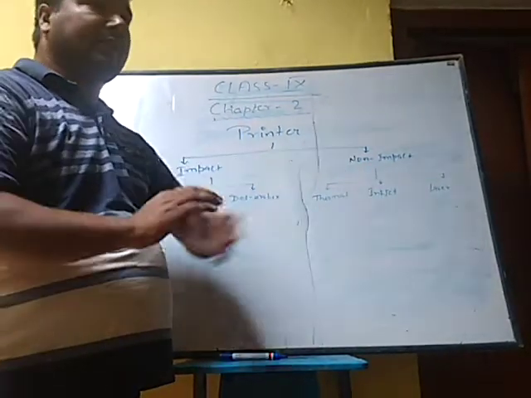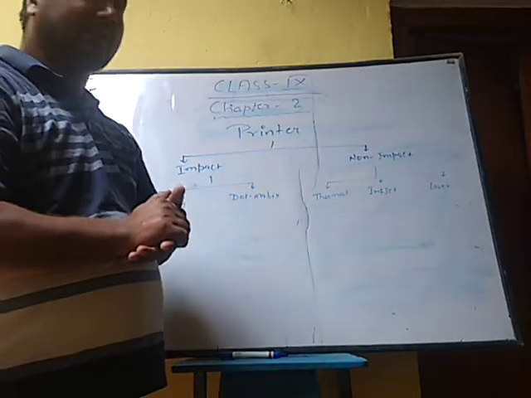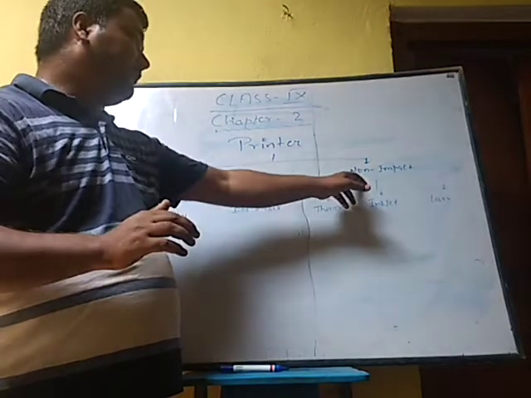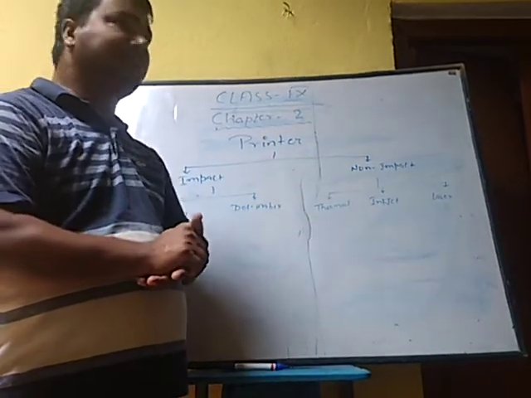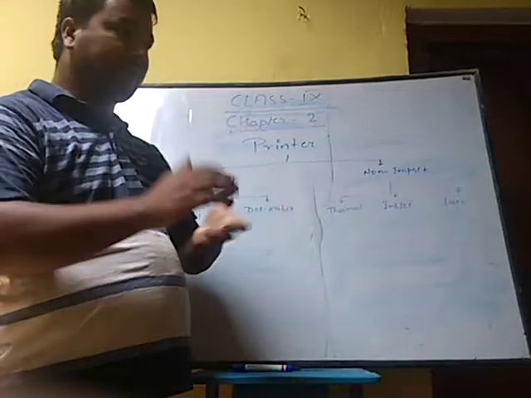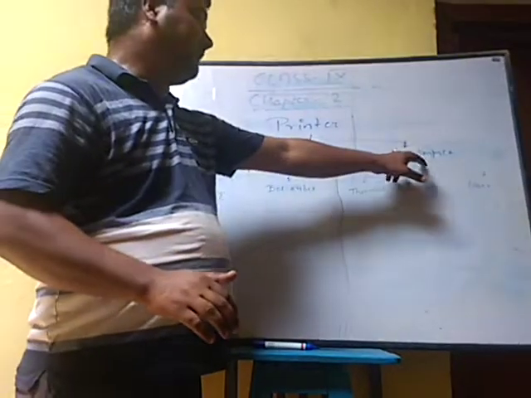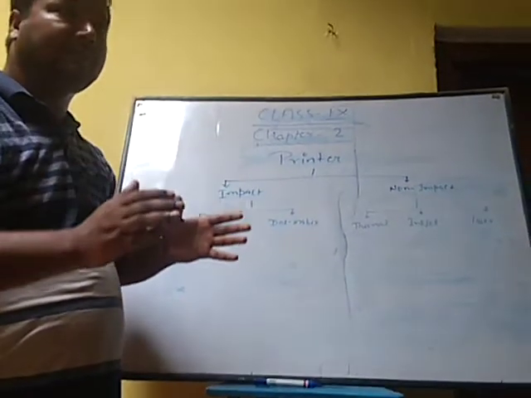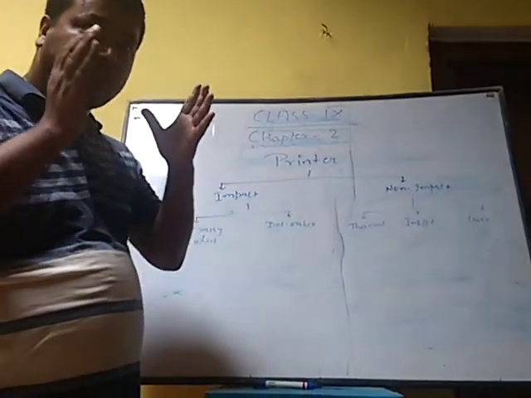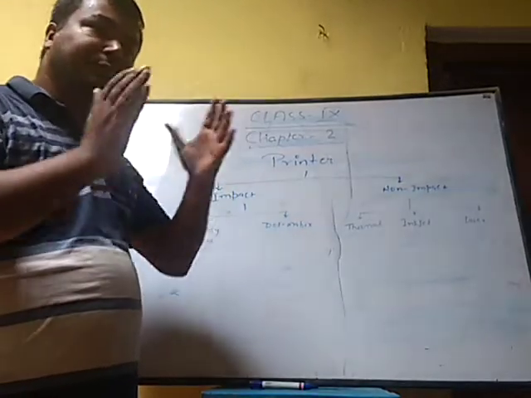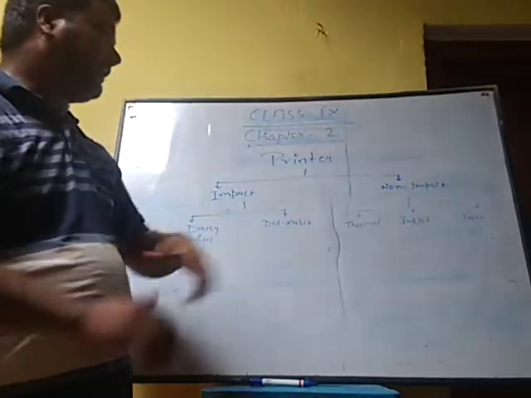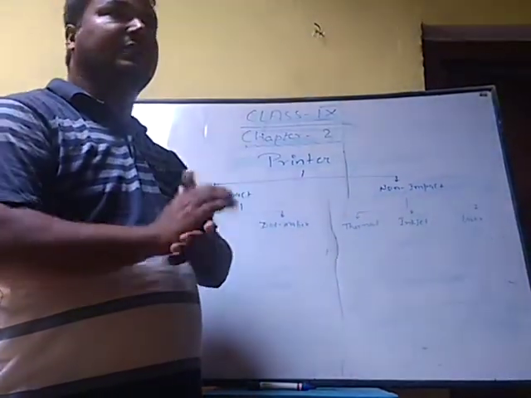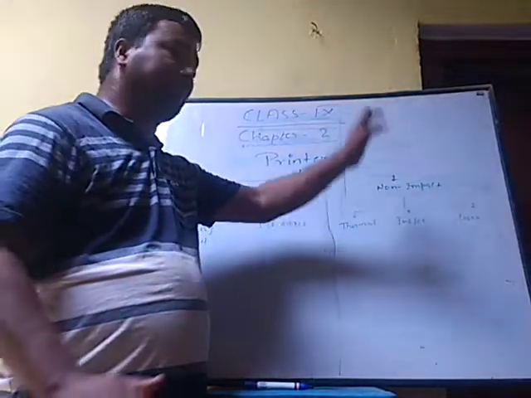But in a non-impact printer, there is no physical contact between the printer head and the paper to produce the output. The general printers you see in homes and offices nowadays are examples of these. Once again, the printer which uses physical contact between the printer head and the paper to produce the output is called an impact printer, and the printer which does not use physical contact is called a non-impact printer.